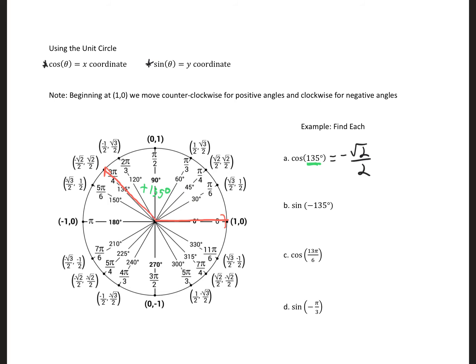So notice there, to find 135 degrees, we moved to the left. We moved counterclockwise. If I now want to find negative 135 degrees, I need to go that same distance, but now in the opposite direction. This would be negative 135 degrees.